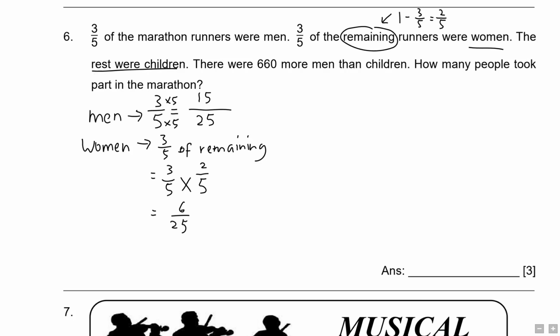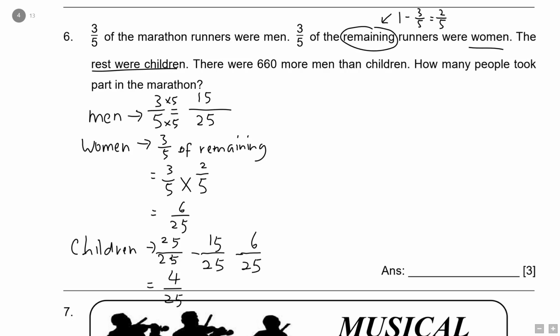And the rest were children. So let's find out. Children will be, you have the entire population, which is 15 out of 15. You have got men, which is 15 units. You have got women, which you calculated was 6 units. So what does it leave you with? I spotted a mistake. Let me just change my whole. I started with a whole of 25. 25 minus 15 units minus away 6 units would give me 4 over 25. So I can say that 4 units are children.